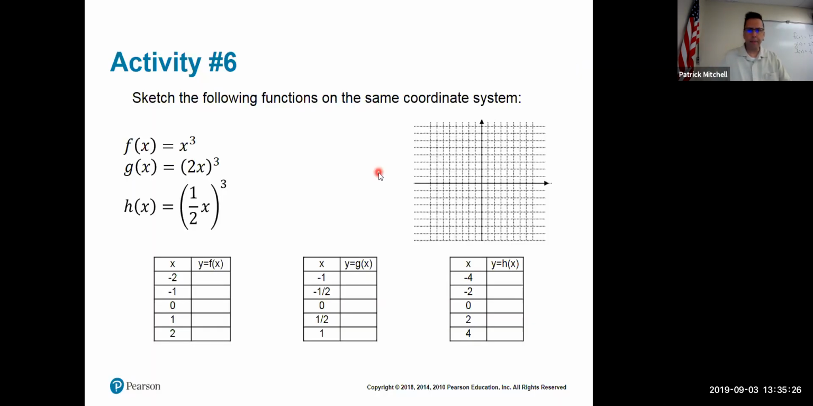All right, so that brings us to our last activity, activity number 6. So one last time, I'm going to ask you to graph f of x, g of x, and h of x. Oops, spoiler. All right, hopefully you blinked and didn't see that. Using these tables, I will ask you to pause the video, try that, and then we will compare notes.